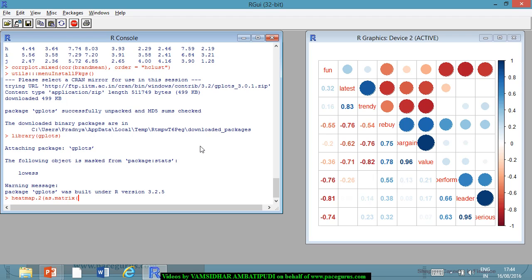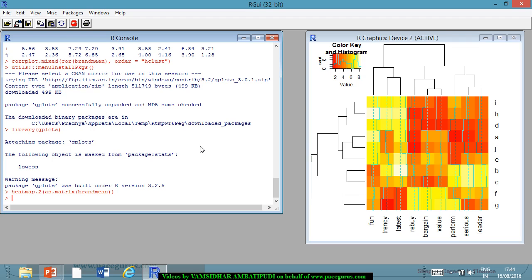I have a data frame which is brand mean, so I'll convert it into a matrix. Anyhow, it's all numerical values. Because I wanted to look at the heat map, I have made it numerical values and converted it into a matrix. So once I look at the heat map, this is how I am getting the heat map associated with each of these variables. The color is coming from all these dimensions, the values. So this is a much better way to segregate the data.